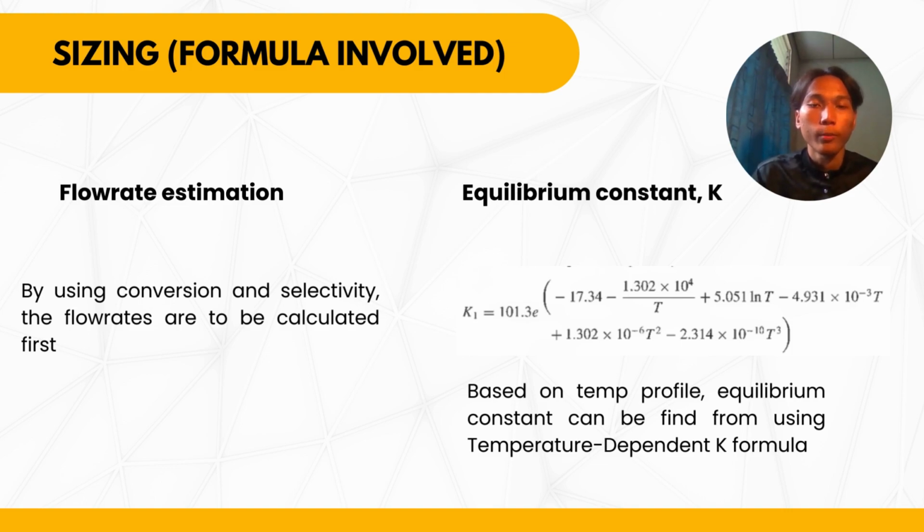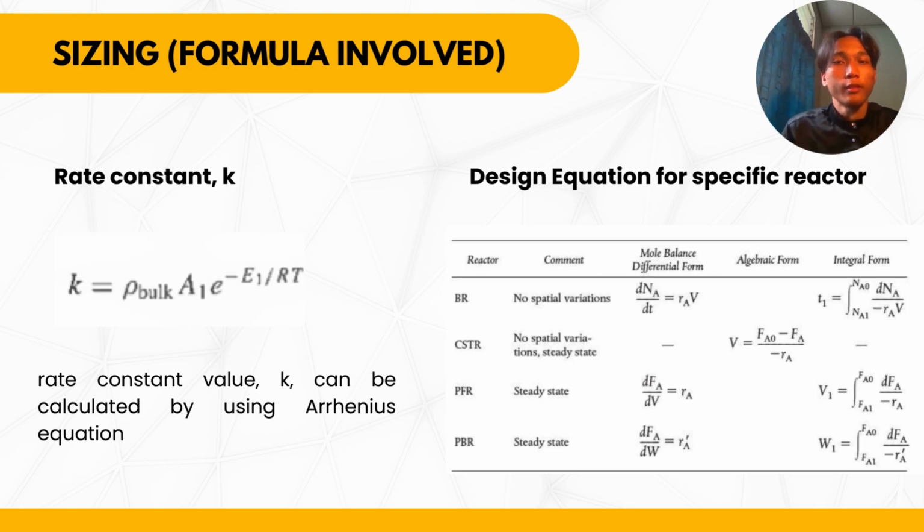Next is the equilibrium constant K. This is the formula that is used based on the temperature profile. The equilibrium constant K can be found using the temperature dependent K formula. Next is the rate constant, or small k. The rate constant value can be calculated by using the Arrhenius equation. And lastly, the design equation for the specific reactor.